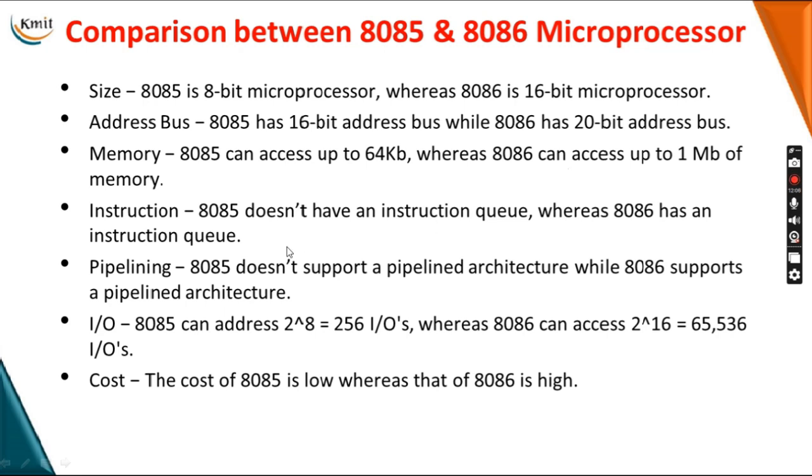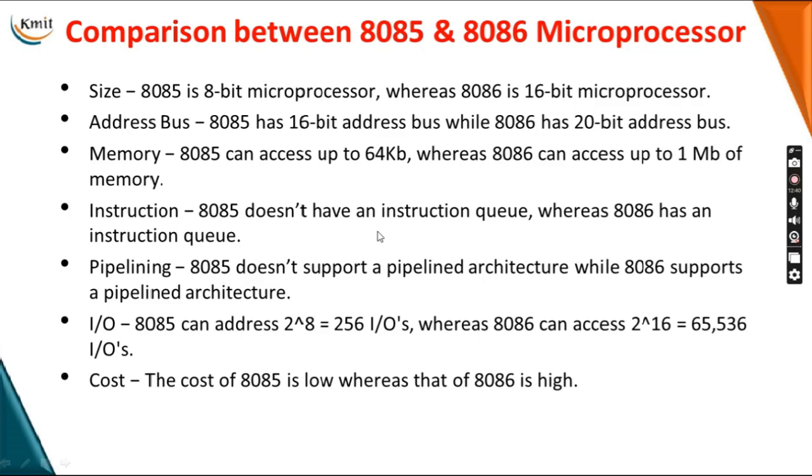Now, instruction: the 8085 doesn't have an instruction queue. A queue is a storage of data, first in, first out. The 8085 doesn't have this queue. The 8085 has to fetch the instruction from memory, decode it, execute it, and again go to fetch, decode, execute. This is how your instruction cycle works, right?